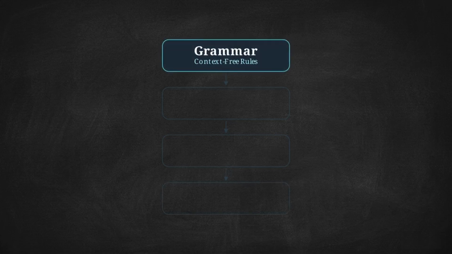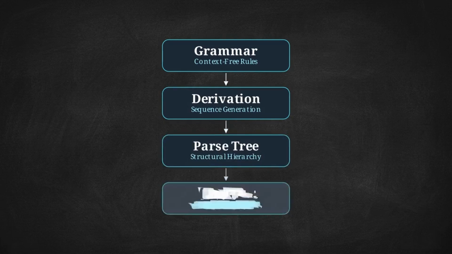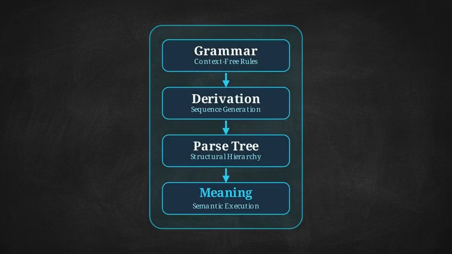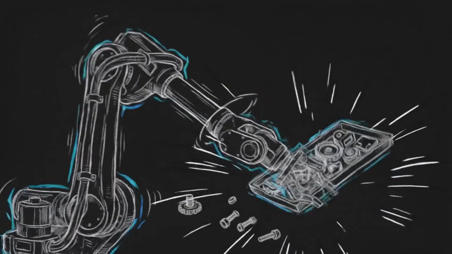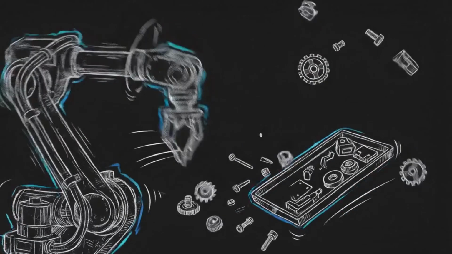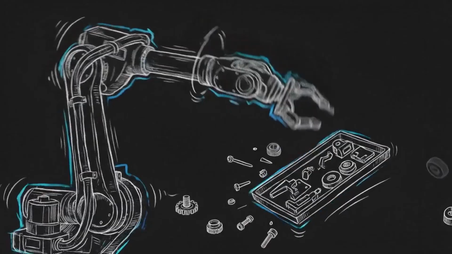This flowchart shows how a compiler translates code into machine action. We start with a grammar, derive a sequence, build a parse tree, and arrive at a definitive meaning. For this pipeline to function, every program must yield exactly one specific meaning. Without this structural certainty, a computer cannot reliably execute instructions. If the translation isn't one-to-one, the output becomes unpredictable.